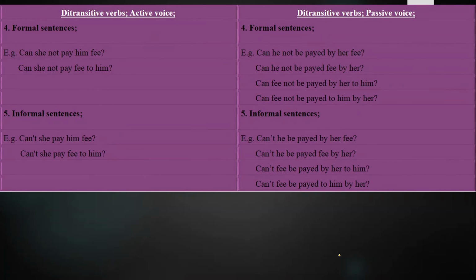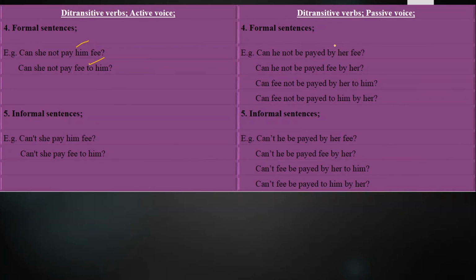Next we have got the formal sentences of ditransitive verbs. And what are the formal sentences? The complete name for the formal sentences is interrogative negative formal sentences. What are formal sentences? Those sentences in which we ask a question, deny the statement, and we ask them in a polite way, formal way and respectful way are called formal sentences. Can she not pay him fee? Can she not pay fee to him?